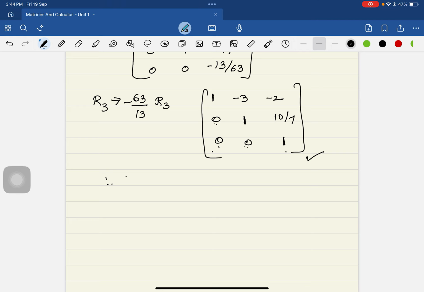So the rank of the matrix is given by the number of non-zero rows in the echelon form. So the number of non-zero rows is equal to 3. Is that clear? So this is what the rank of the matrix is about. I hope you could understand.